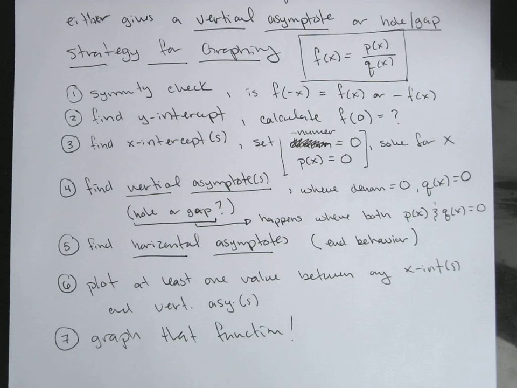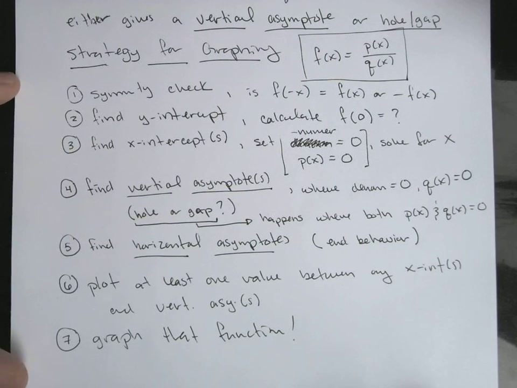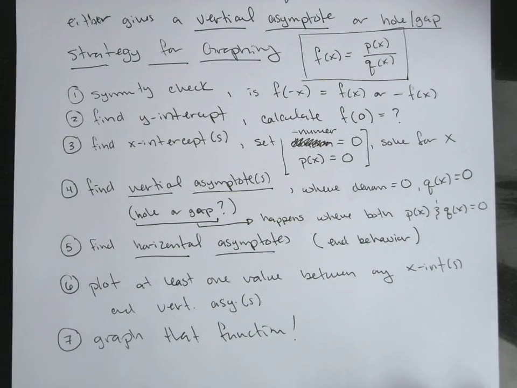So we'll do videos talking about our vertical asymptotes and what that means. We'll do horizontal asymptotes, and then we'll do at least 2 different videos running through examples of all this stuff together. So there you go. That's the plan for section 3.5.